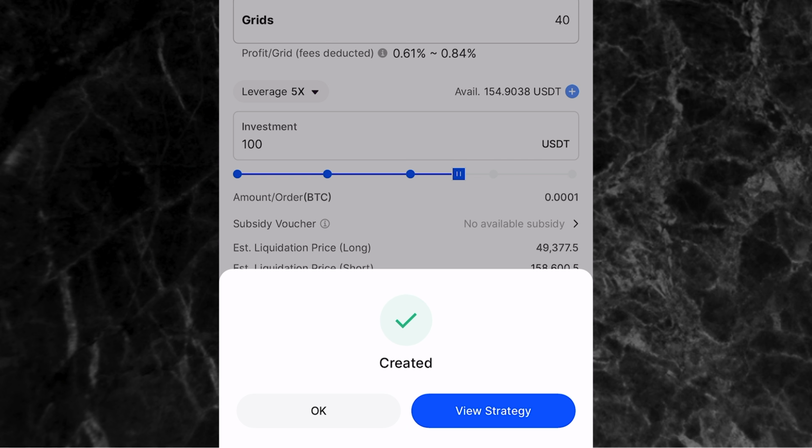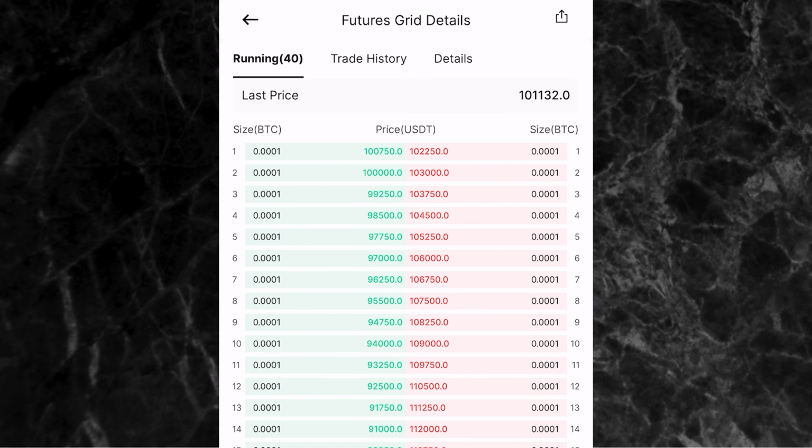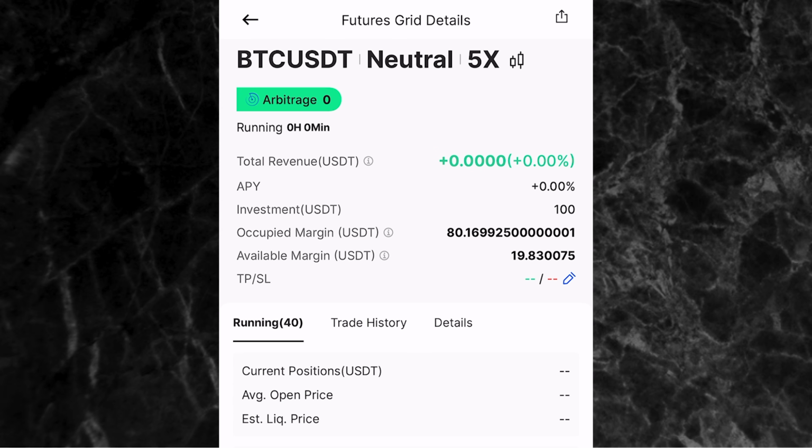And if you want to see it, just click on view strategy right here. And then you see it under this running. So this is futures grid, and you can see it has started already. So if I click on it, this is where you can see all of the details of the trading bot. So you can always come here to check it out.